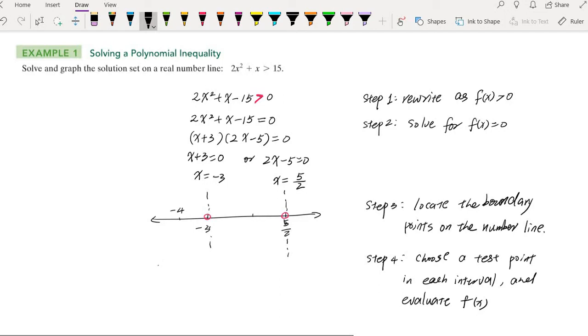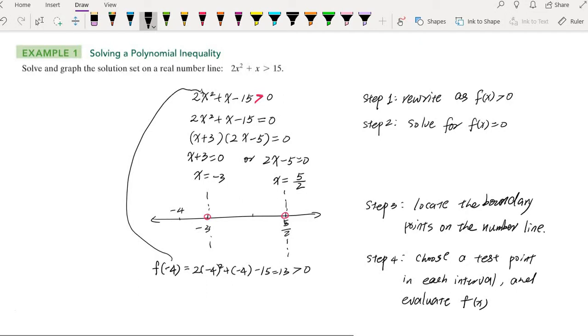So I'm going to evaluate f of negative 4. We're going to put negative 4 back into this function. We're going to have 2 times negative 4 squared plus negative 4 minus 15. Then we get 2 times 16, that's 32, minus 4 minus 15. This gives us 13, which is greater than 0.